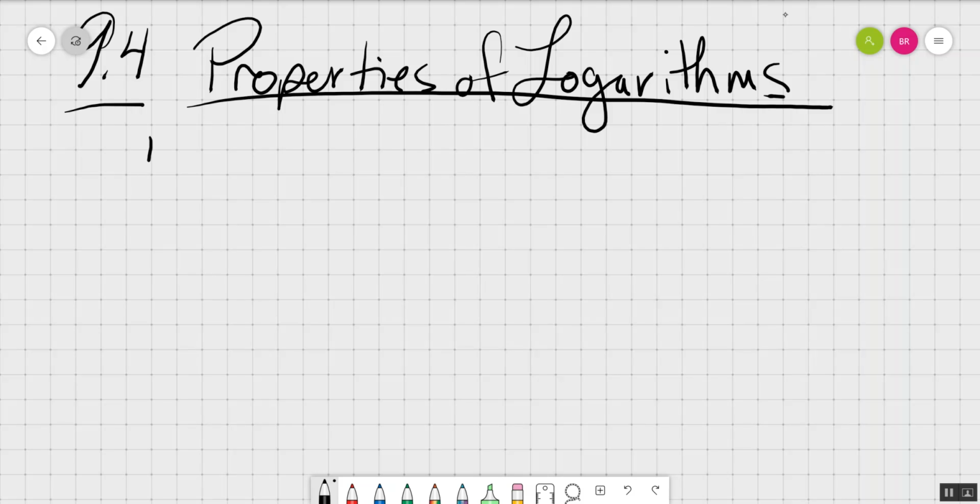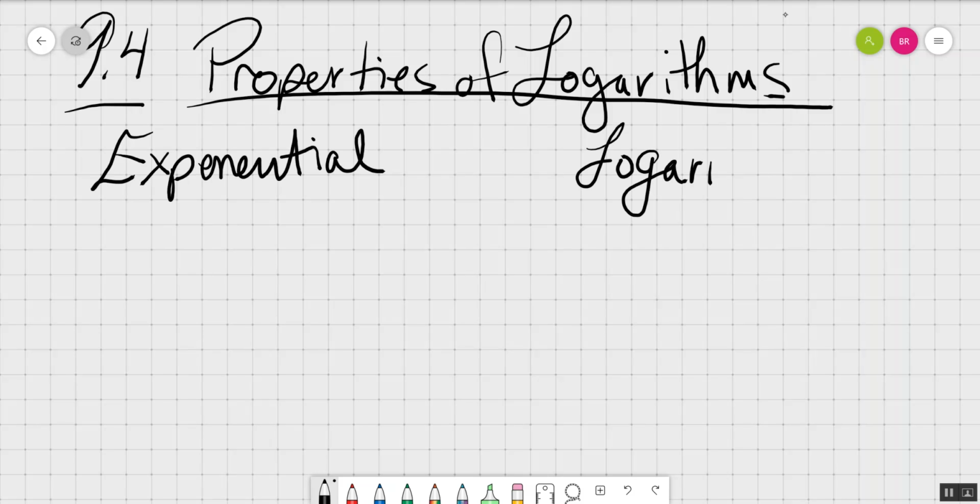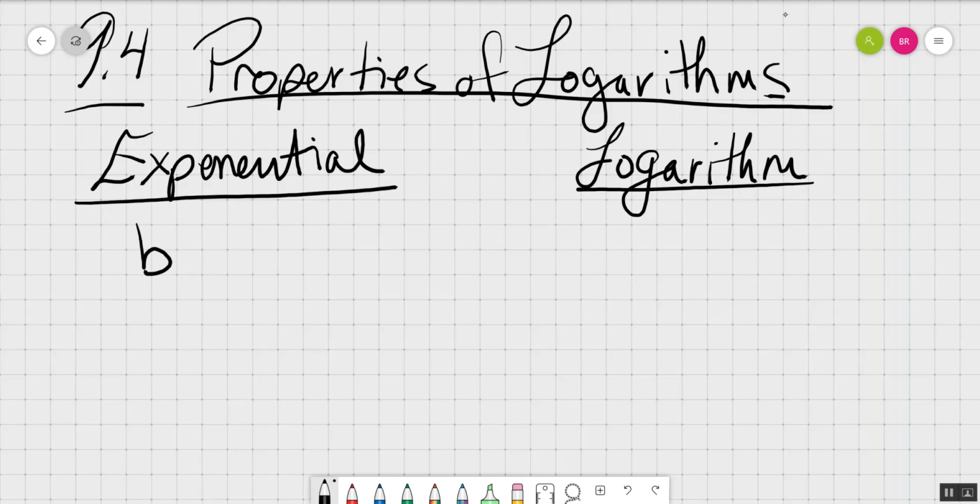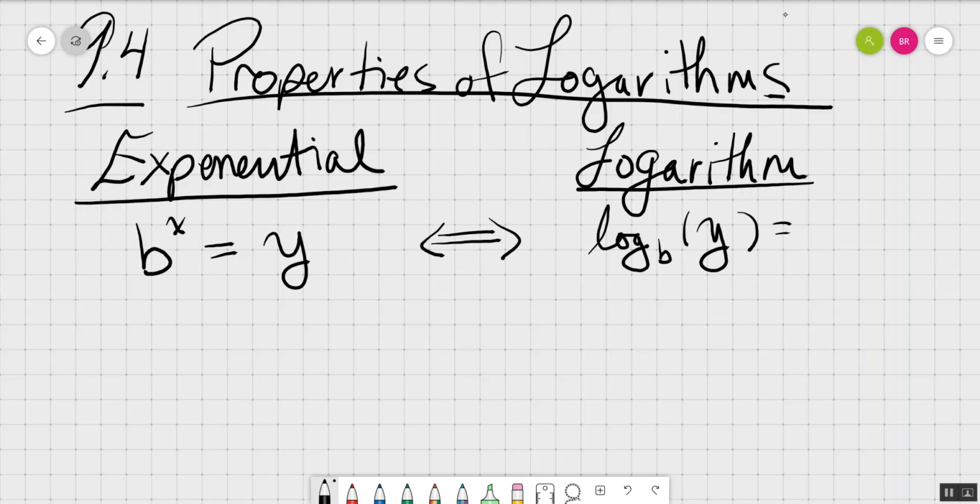If I have b, the base for the exponential. Actually, you know what? I wanted to write a title here. Sorry about that. Exponential, logarithm. So remember, if I have b to the x power equals some value y, then this is the same as asking yourself, if I do the log base b of y, I will get x.